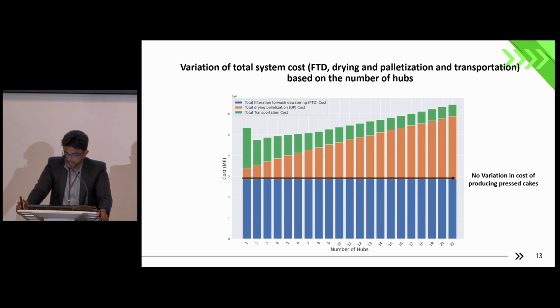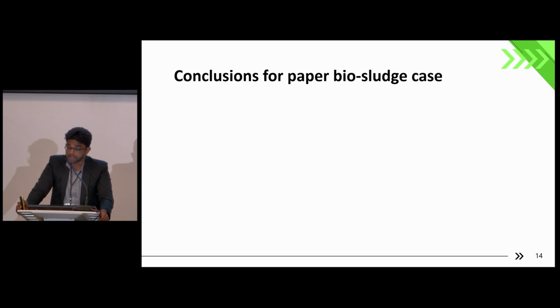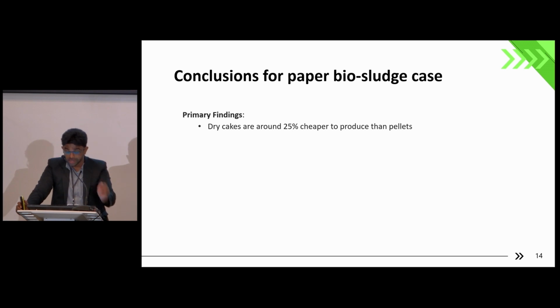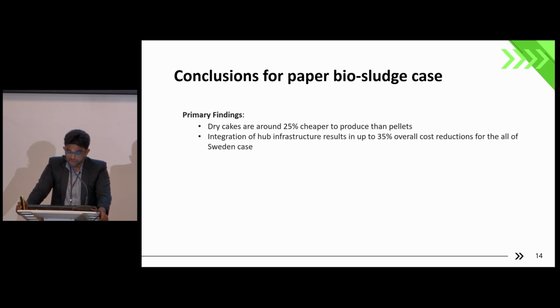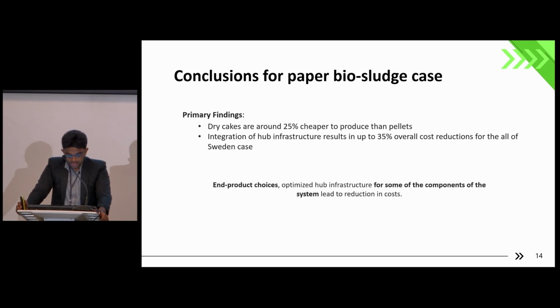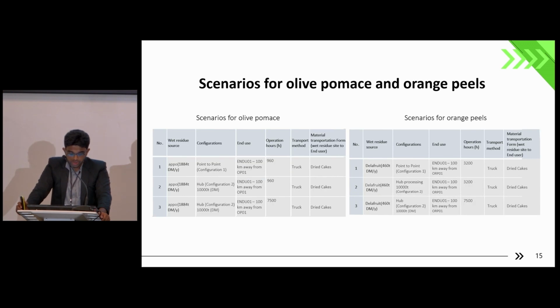And the other thing is no variation in producing press cakes, because the press cakes are produced at the site of the hub, and there was no cost variation in that, so they remain constant. So for the paper biosludge case, the primary findings were dry cakes are around 25% cheaper than producing pellets, and integration of a hub infrastructure results in a 35% reduction in overall cost. And the idea is end product choice and optimized hub infrastructure lead to the reduction of cost. So I'll go quickly into the oligopomus case.